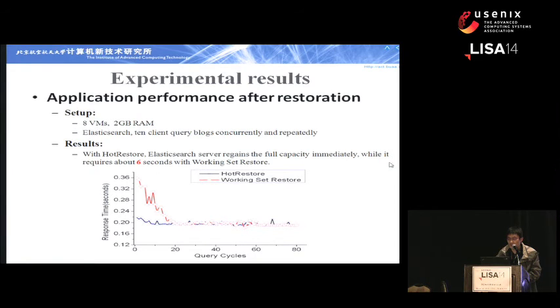In the third experiment, we provide application performance. We also use Elasticsearch and run clients to query blocks concurrently and repeatedly. We measure the response time for each cycle. The red line shows the method with working set restore. The response time is high because the virtual machines after restoration cannot communicate with each other, so they cannot join the Elasticsearch server to provide service. So the response time is high, but our method reduces the latency and the backoff problem. So the response time is low.